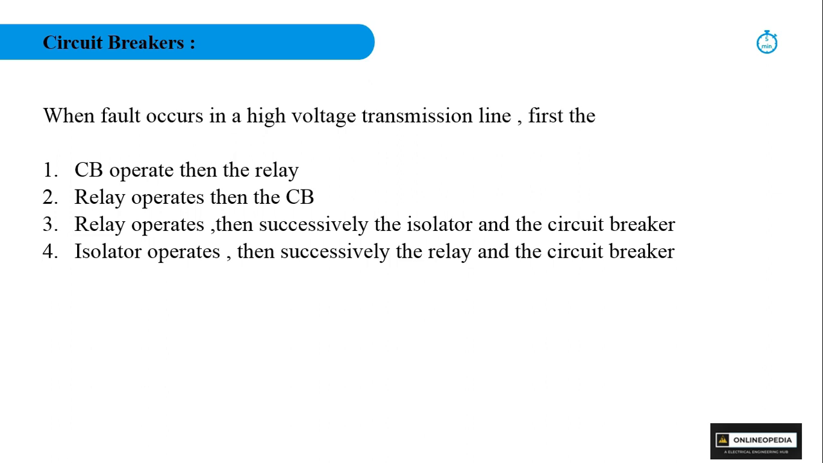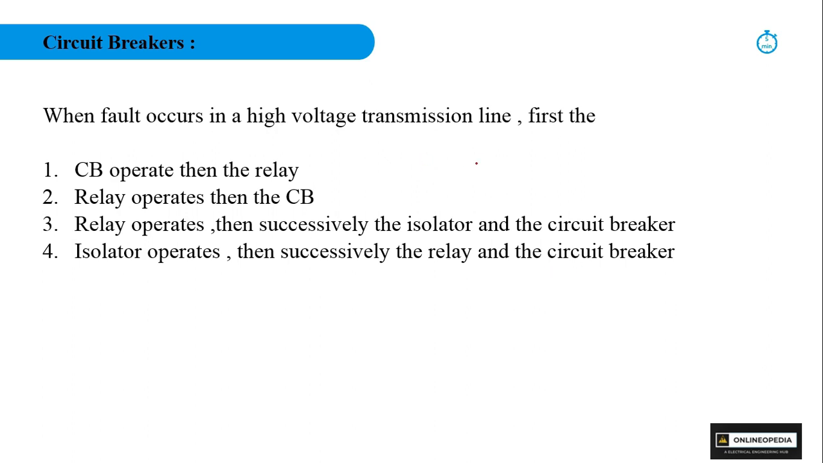When a fault occurs in a high voltage transmission line, these are the options: circuit breaker operates, then the relay; first the relay operates, then the circuit breaker; option 3, the relay operates, then successively the isolator and the circuit breaker; option 4, the isolator operates, then successively the relay and the circuit breaker.